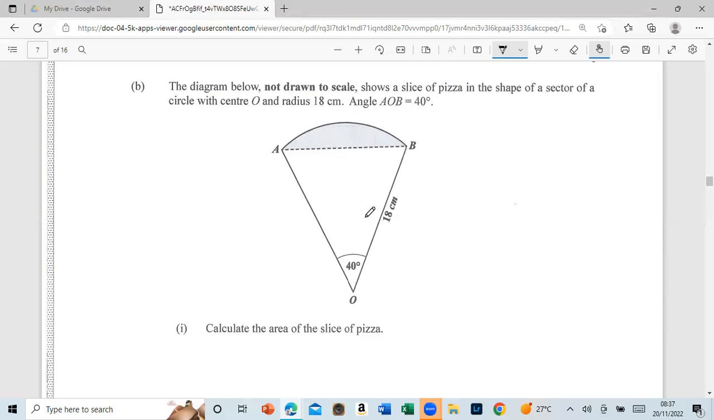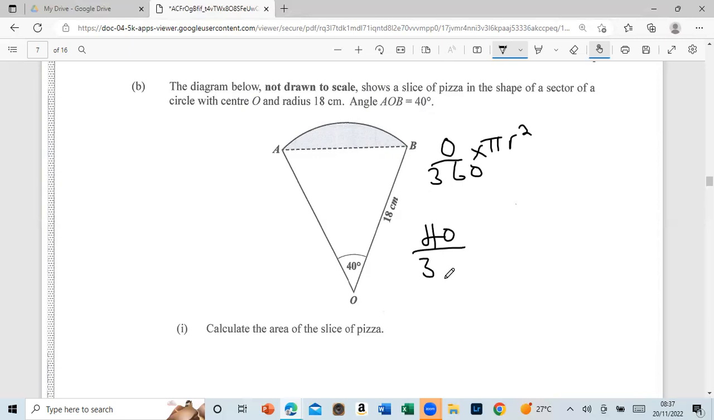Alright. So to find the area of this slice of pizza, or the area of a sector, it is the angle over 360 degrees times pi r squared. Right? Because remember, it's a fraction of the circle. Alright. So I'm going to put things into perspective. So the angle is 40 degrees over 360. I work with 3.14. Honestly, they didn't specify, and the radius, which is 18, and we square it, so that's 18 times 18.